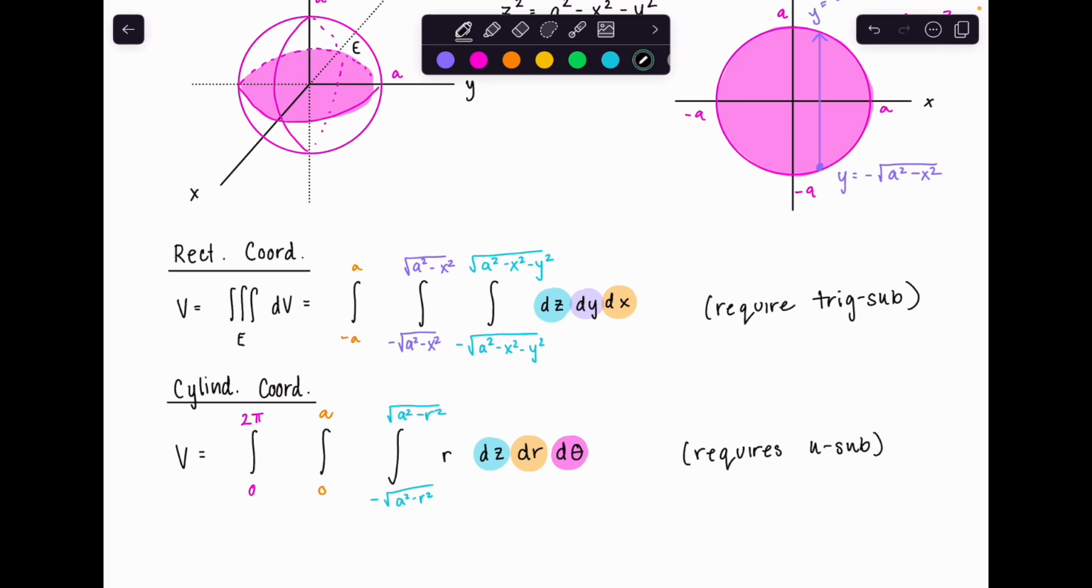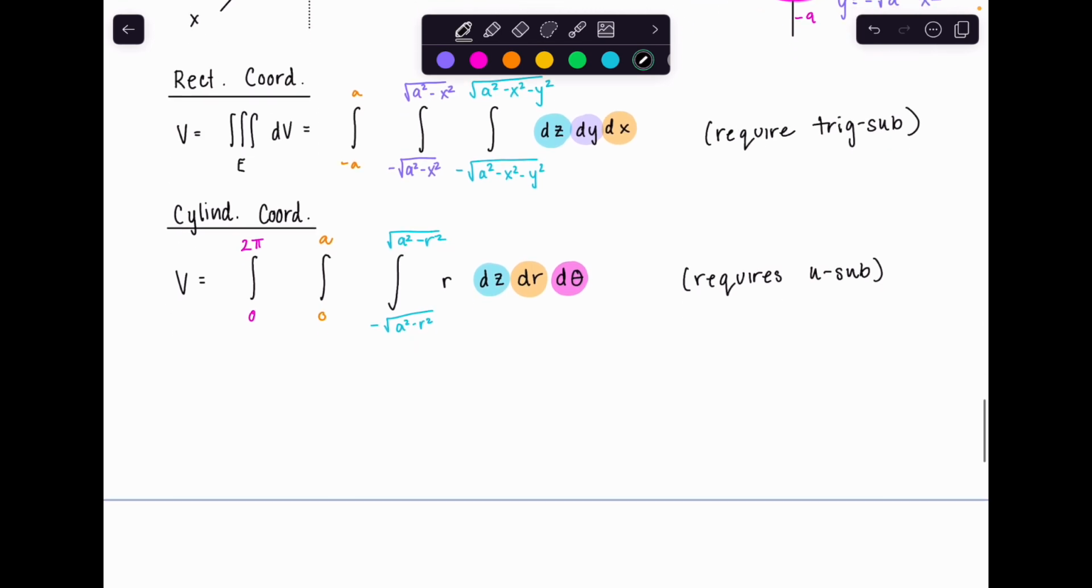Okay. So let's see now what happens, because I'm working with finding the volume of a sphere. Spherical coordinates is probably going to make the most sense. And then we're going to actually go through this integral.